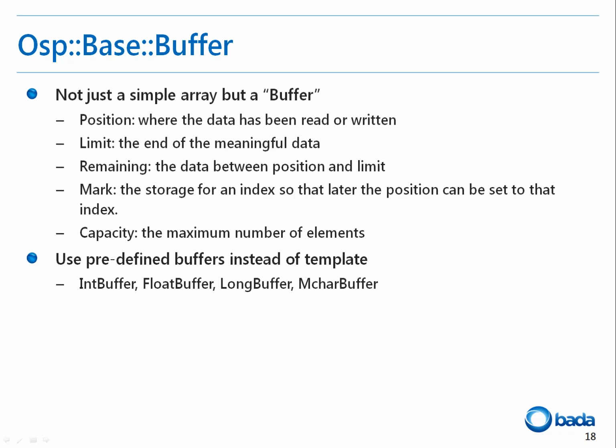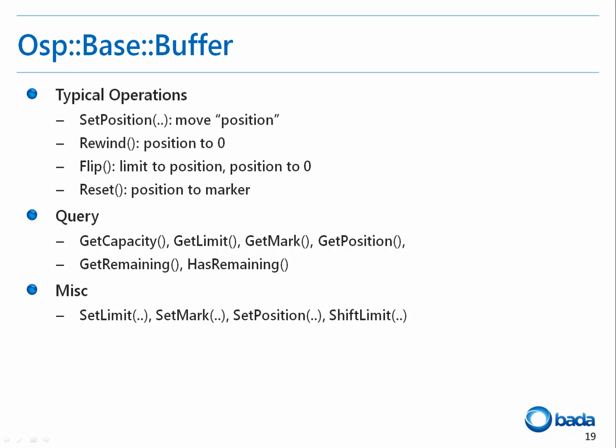That is, the remaining value represents the difference between the position and the limit values. The mark value is the position in the buffer specified by the user for an operation. Users can move the position to the position indicated by the mark value. The capacity value represents the maximum capacity of data the buffer can hold. To actually use a buffer, you don't need to use the buffer itself, but the buffers implemented for each specific type.